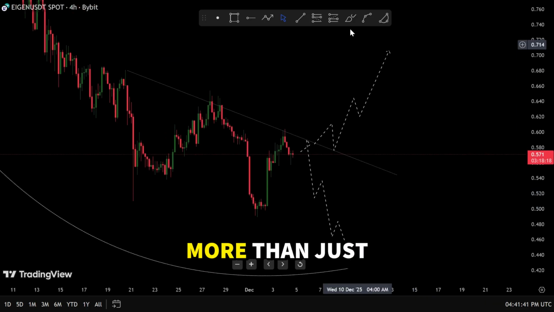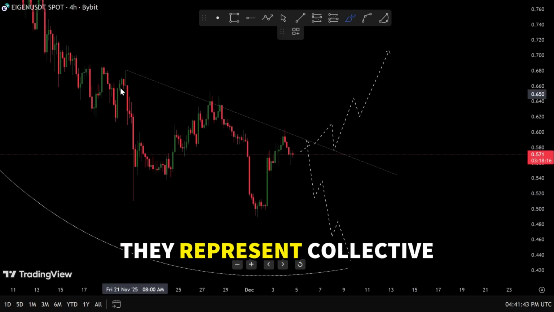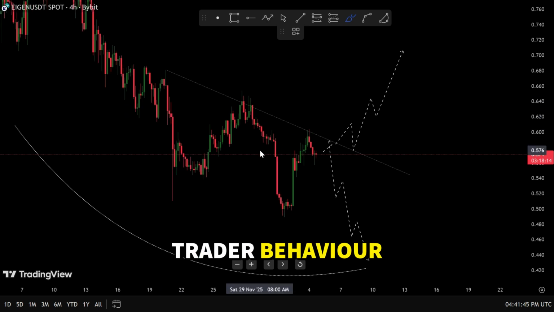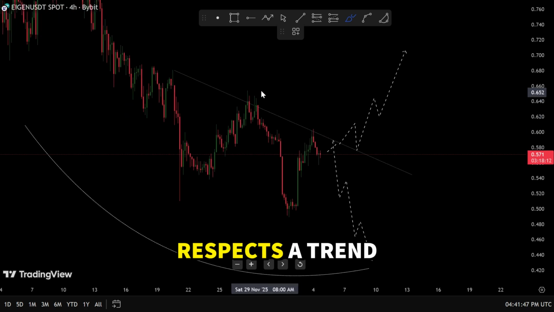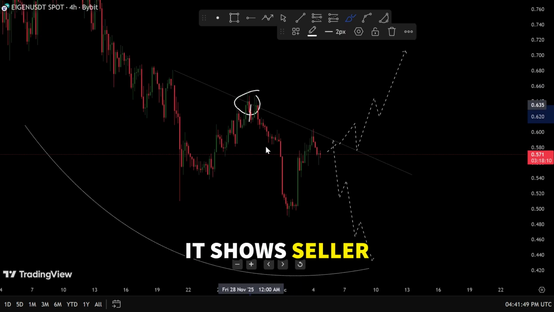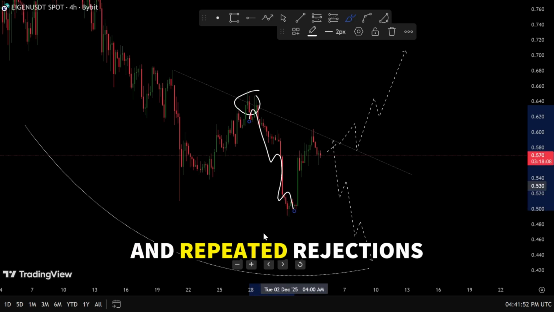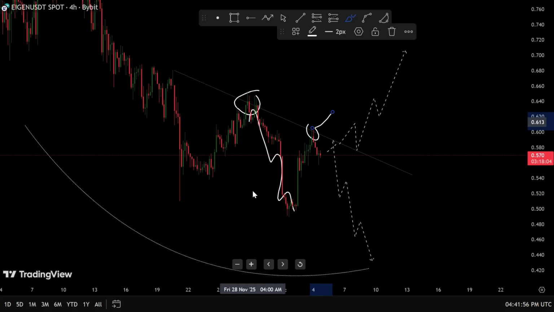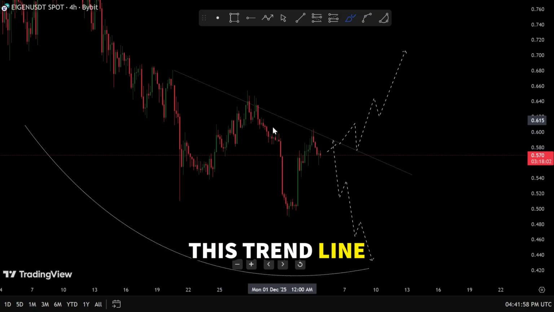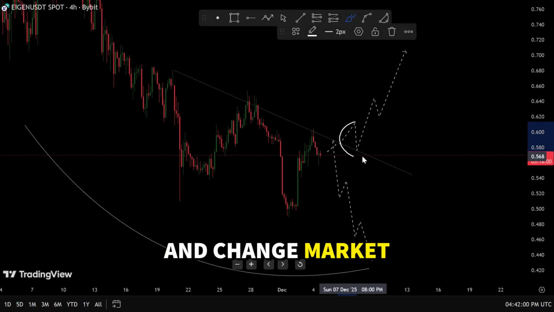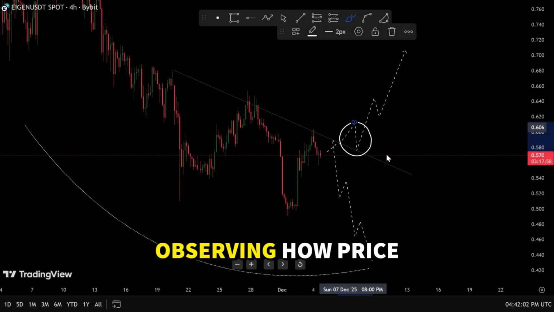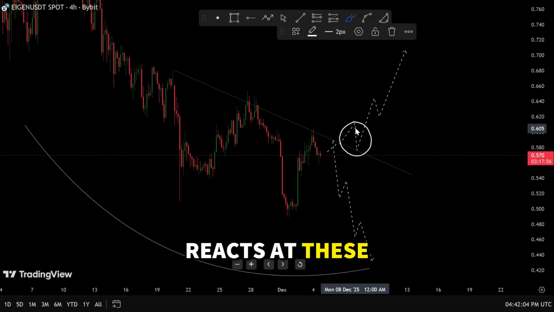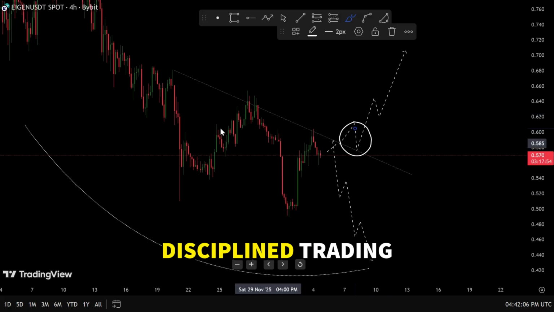Trend lines are more than just lines. They represent collective trader behavior. Each time price respects a trend line, it shows seller dominance, and repeated rejections increase the level's significance. Conversely, a break of this trend line can shift momentum and change market control to buyers. Observing how price reacts at these levels is crucial for disciplined trading.